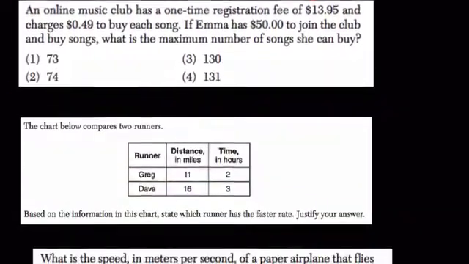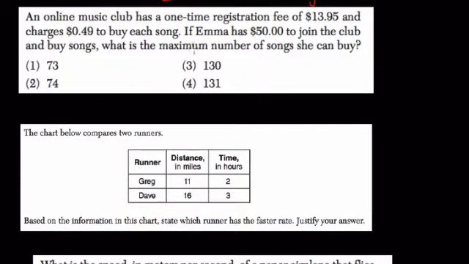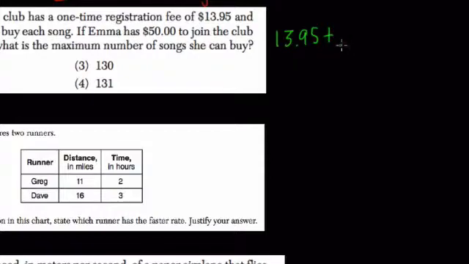Okay. An online music club has a one-time registration fee of $13.95, plus 49 cents for each song, 0.49 for each song x. And Emma has $50 to join the club. What is the maximum number of songs she could buy? This is kind of an inequality because the total of membership and cost per song has to be less than or equal to 50. That's how much she can spend. So we're solving for x.